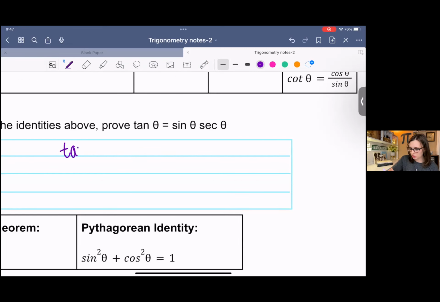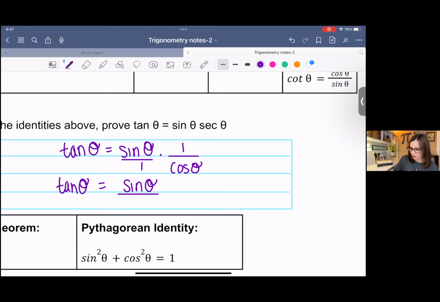I have tangent theta equals sine theta, and then secant theta is 1 over cosine theta. Now you might see where I'm going here. This is a real quick example. I can put sine theta over 1. You don't have to, but you can. And then we're just multiplying fractions. Sine theta times 1 is sine theta. 1 times cosine theta is cosine theta.